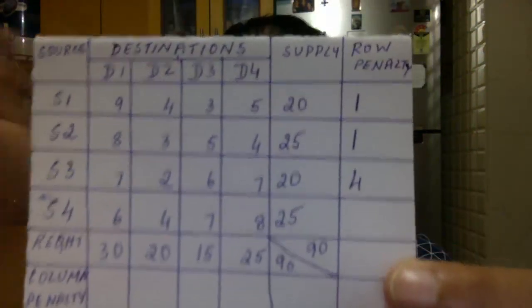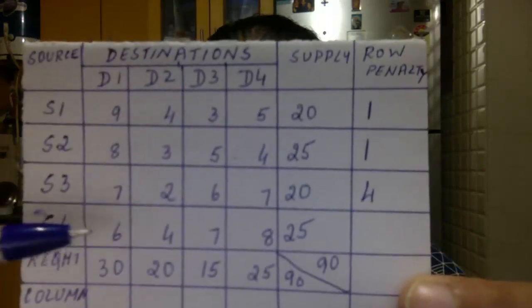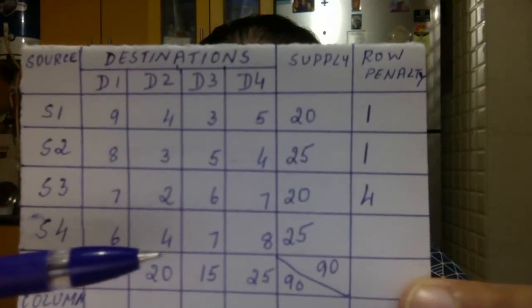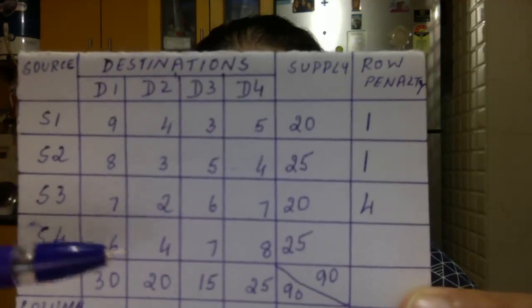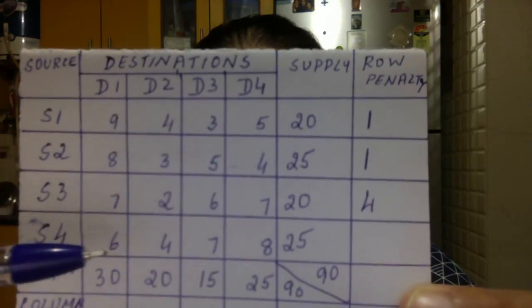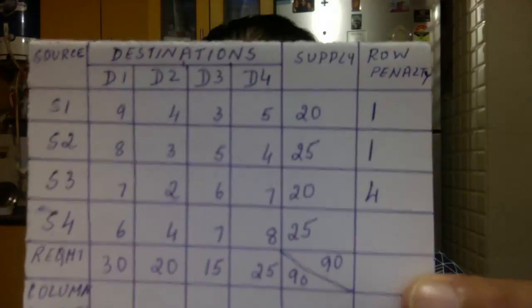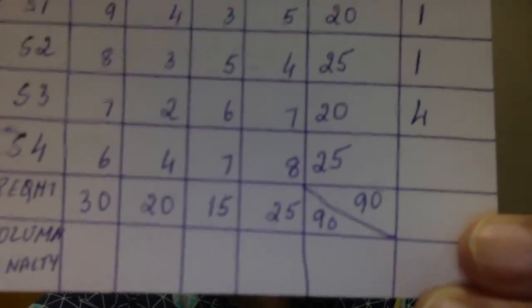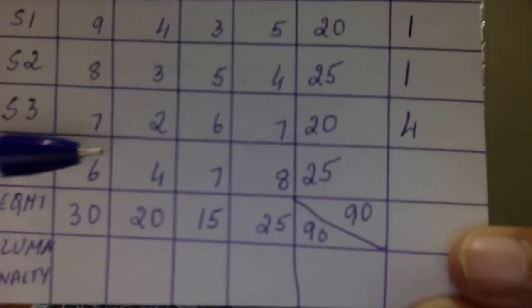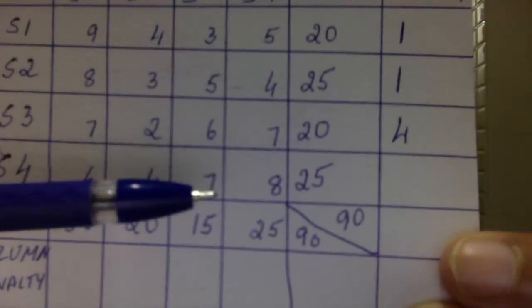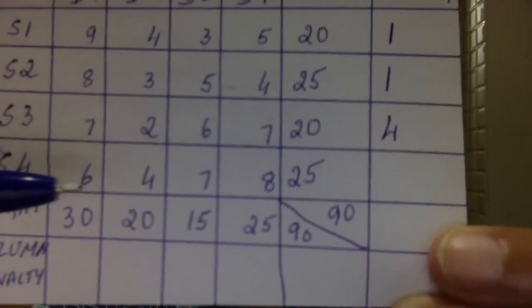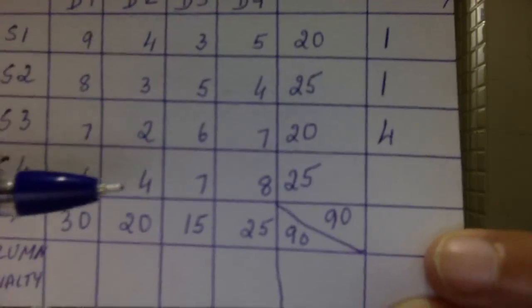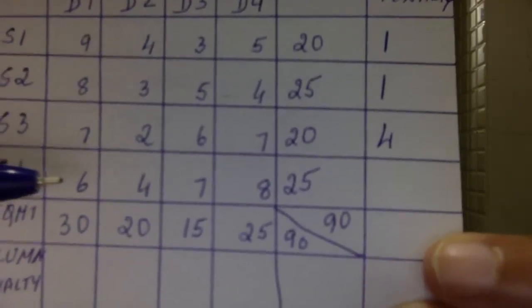Come to the next row, S4. In S4 we have the least as 4. The next least is 6. So 6 minus 4 is 2. I repeat, in S4 you have 6, 4, 7 and 8. The least one is 4, the next least one is 6. So 6 minus 4 is 2.